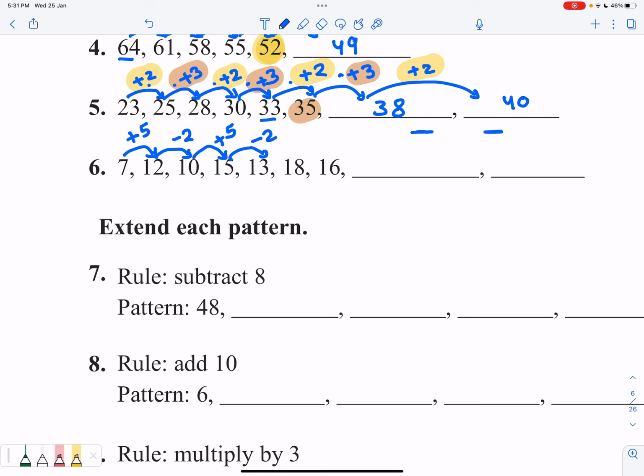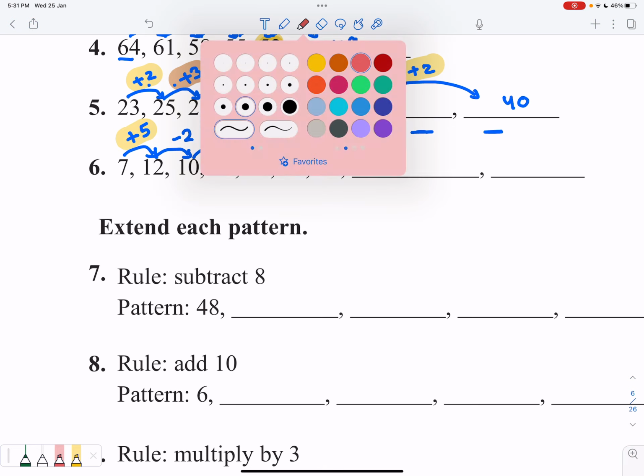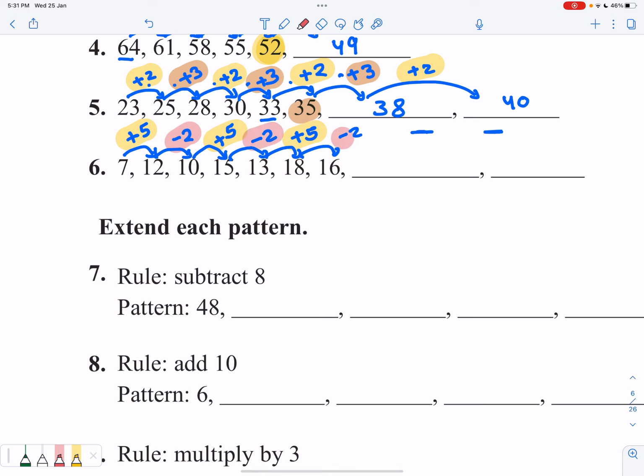From 13 to 18, we added 5. So from 18 to 16, again we subtracted 2. So here, do you see the pattern here? We add 5, we subtract 2. We add 5, we subtract 2. So this is the pattern that we have.